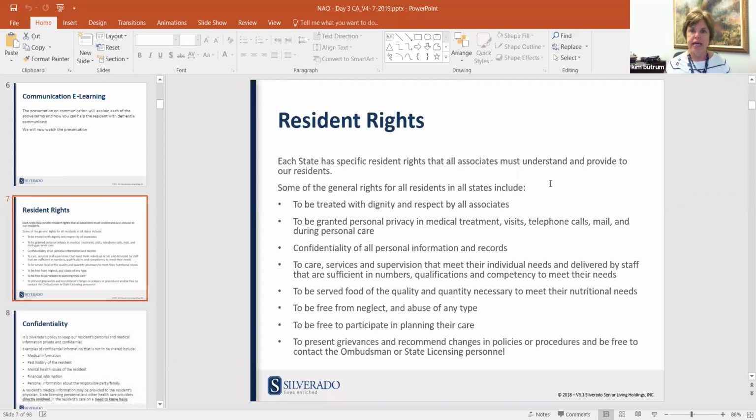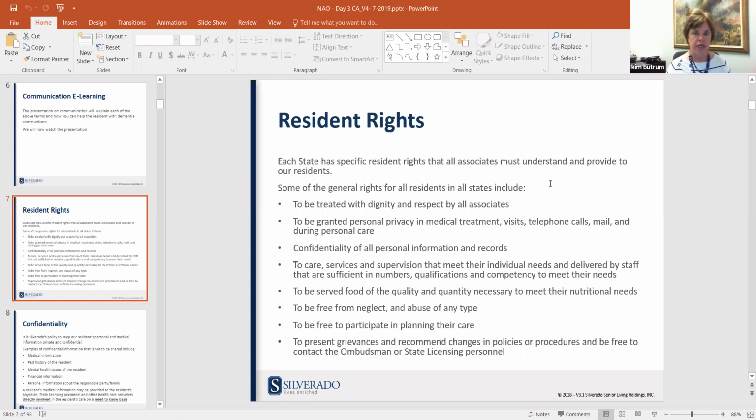Every state has very specific resident rights, but we're going to just talk about those that are common to every single state. So some of the general rights for all residents in any of our Silverado communities are to be treated with dignity and respect by all associates, to be granted privacy in medical treatment and who visits them and when they have telephone calls. They're allowed to have unopened mail, and during personal care, they have a right to privacy. There's a right to confidentiality of all personal information and records.